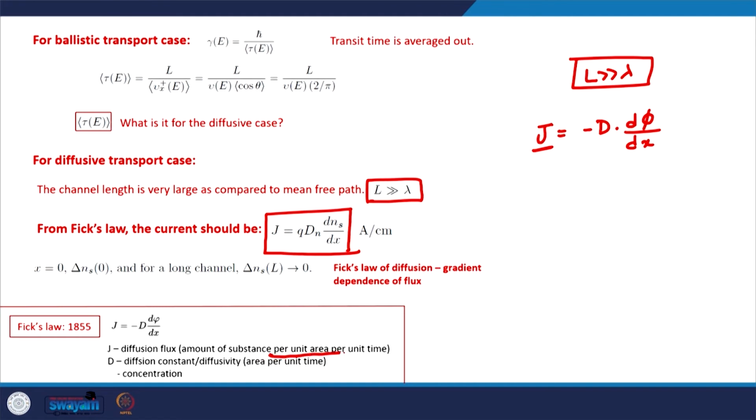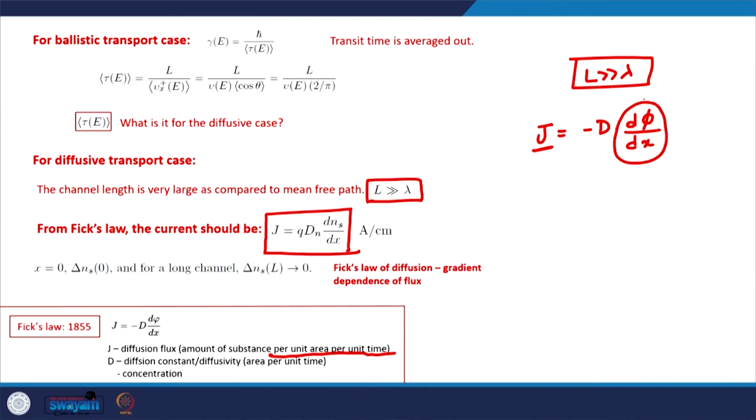So, this J is the amount of substance per unit area per unit time. That is the flux of the substance that is flowing from the high concentration to the low concentration area, and it is directly proportional to the gradient of the concentration. Okay, so phi is the concentration, and the flux is directly proportional to its gradient, or it can be written as minus D times d phi by dx, where D is the diffusion constant or diffusivity of the substance material.